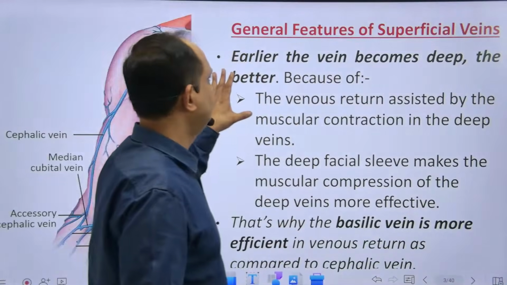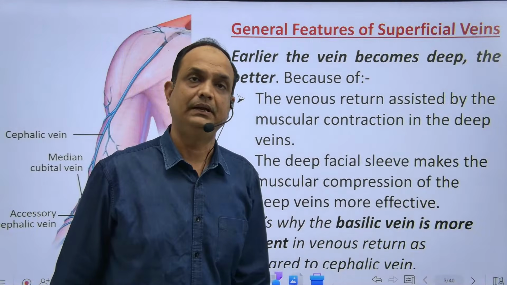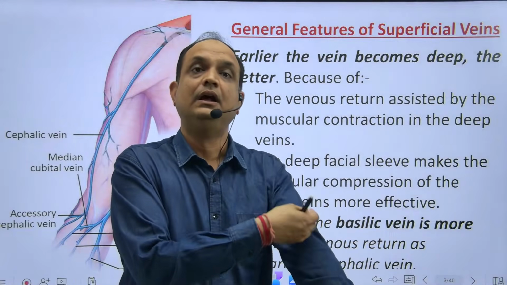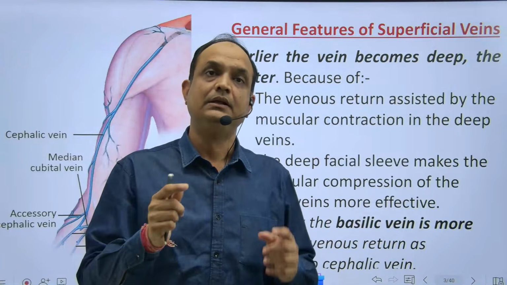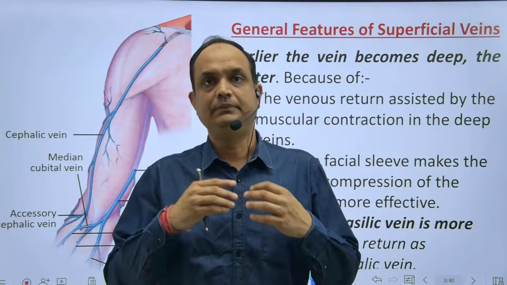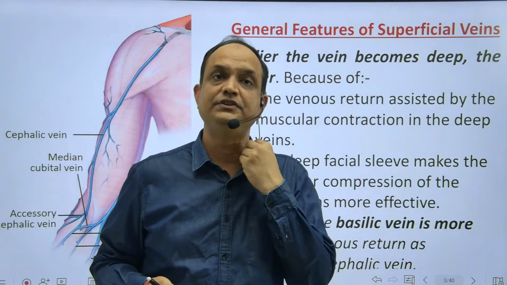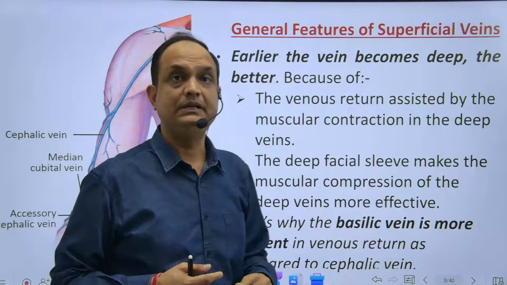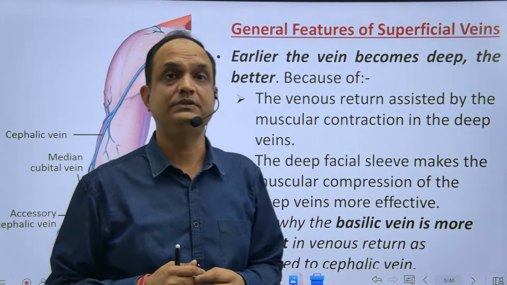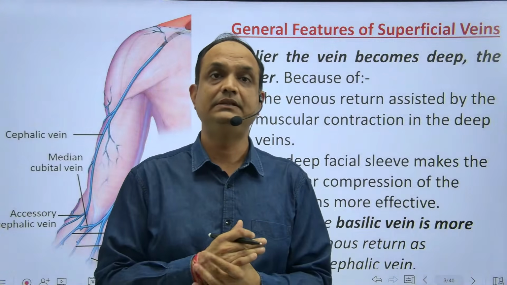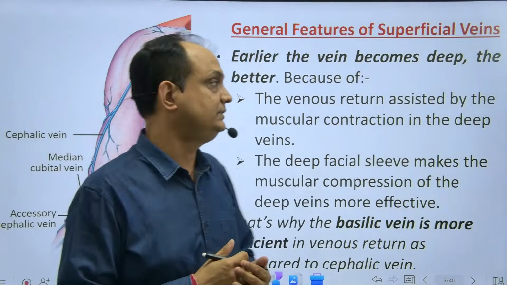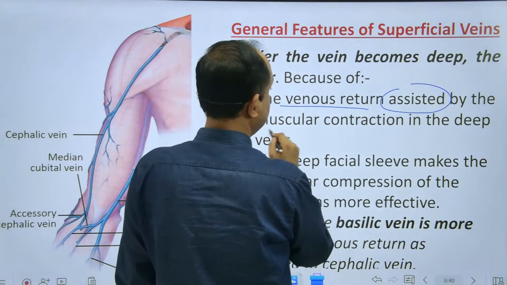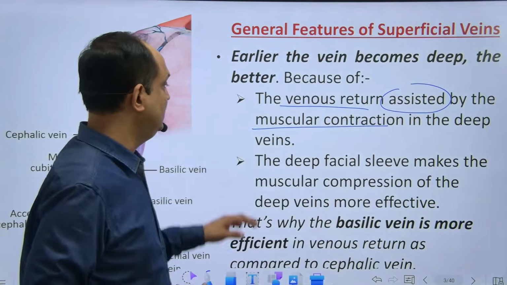Now, when you see the veins of the upper limb, you will find that these veins take blood towards the heart, but the superficial vein which becomes deep earlier is more efficient in venous drainage. So the earlier the vein becomes deep, the more efficient it is, but how? Why do the deeper veins have more efficient venous return? The reason is that the venous return is assisted by muscular contraction around the deep veins.